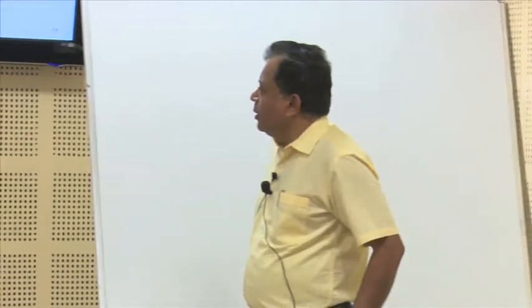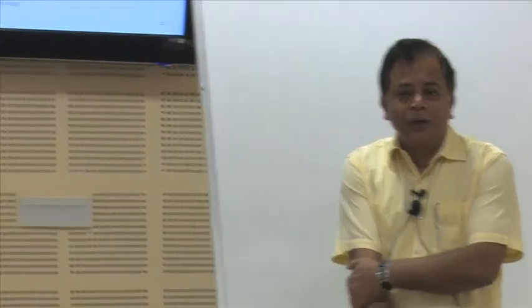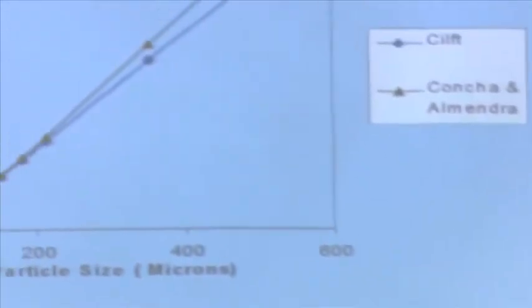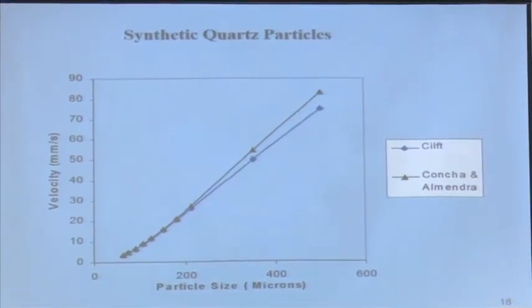Okay. Now, how do I know that the approach I have taken is more reliable than the single equation based models? Why have I compared it with Contd and Almendra? Because these days this is the most frequently referred model in our processing area.